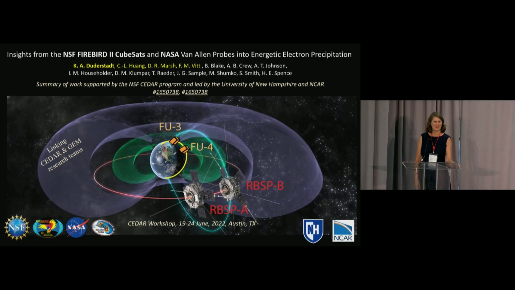Hello, I'm very pleased to be here to present a summary of work that was done and supported by the NSF CEDAR program, led by teams at the University of New Hampshire and NCAR. Our work was inspired by the launch of the NASA Van Allen probes satellites that travel through the radiation belts, as well as the student-built NSF FIREBIRD CubeSats that are in low polar Earth orbit.